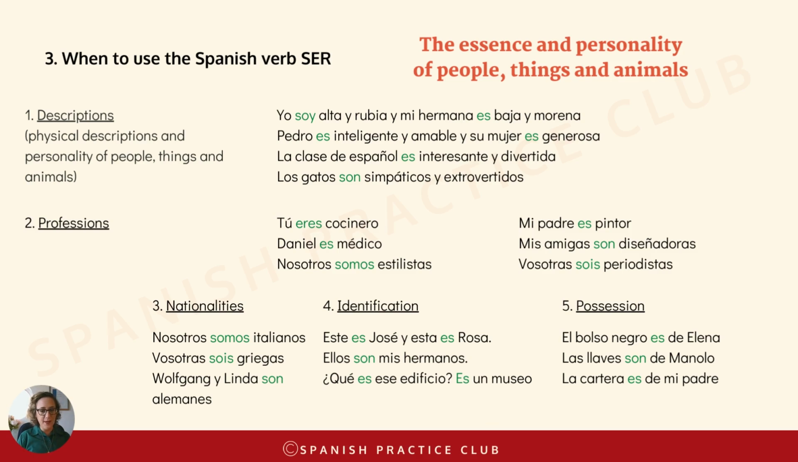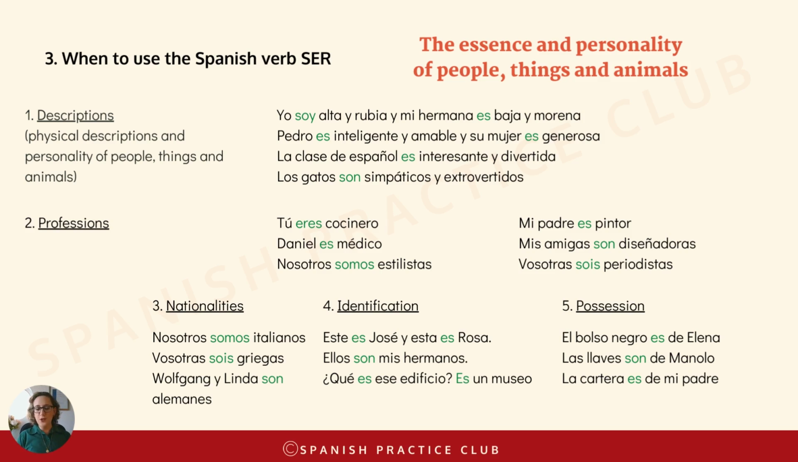And what do I mean by that? For example, in English, we say people are good. People are good by nature. So that's the essence of people. Or lions are dangerous. Or dogs are faithful. So that's when we are talking about the essence and the personality of people, things, and animals. So in Spanish, you will be using the verb ser for that.